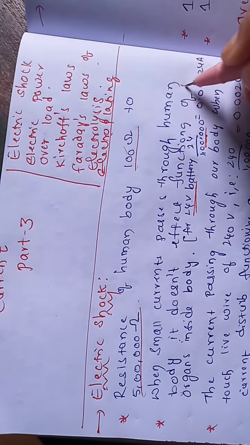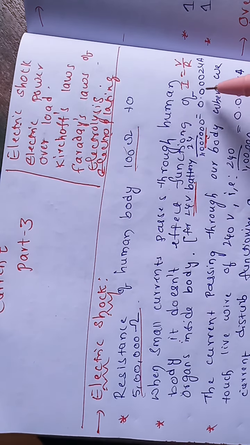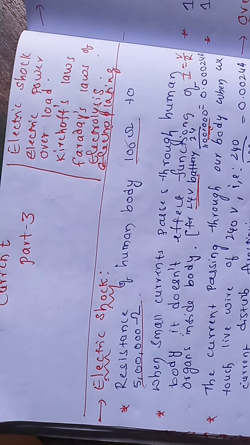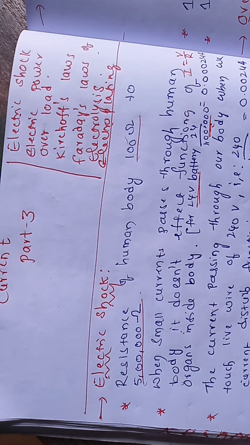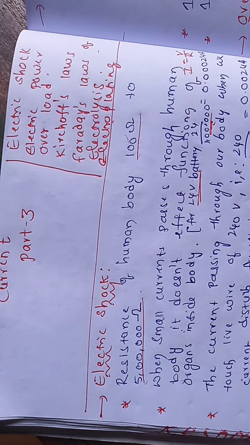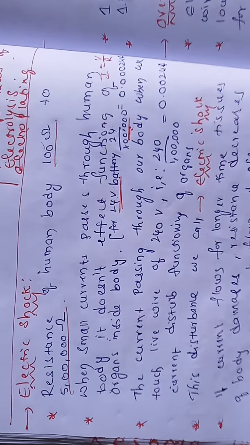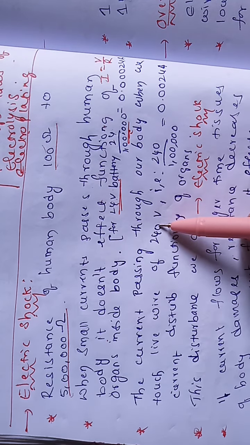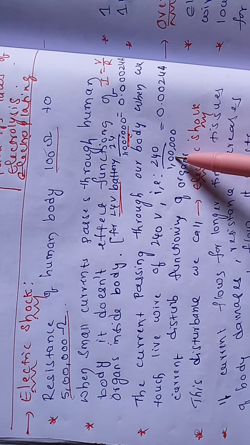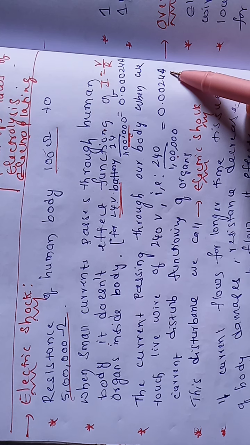Then how much current passes? I equals V by R from Ohm's law. 24 by 1 lakh, that is 0.00024 ampere current flowing. This is a very small amount of current, so it never affects the functioning of our body, tissues or organs. Now let us think that from a 240 volt battery, if the resistance of our body is 1 lakh, how much current flows? 240 by 1 lakh, that is 0.0024 amperes.